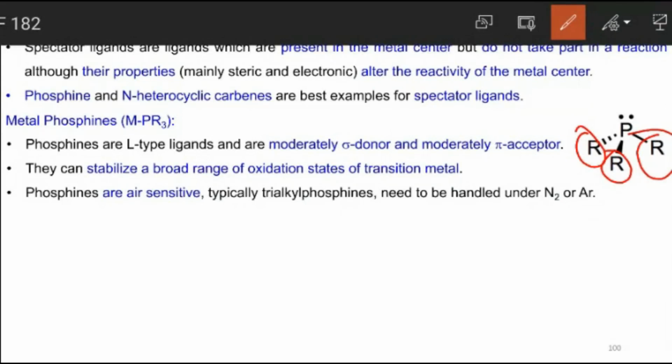How can we tune it? We can substitute the R group with an electron releasing group or an electron withdrawing group. Sometimes we can substitute with a sterically hindered group. All this is going to affect the property of the phosphorus, which in turn is going to affect the property of the metal center, and therefore the catalytic activity. That is the advantage of having a phosphorus based ligand.